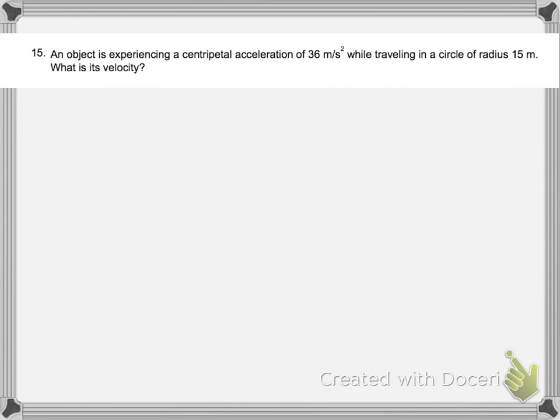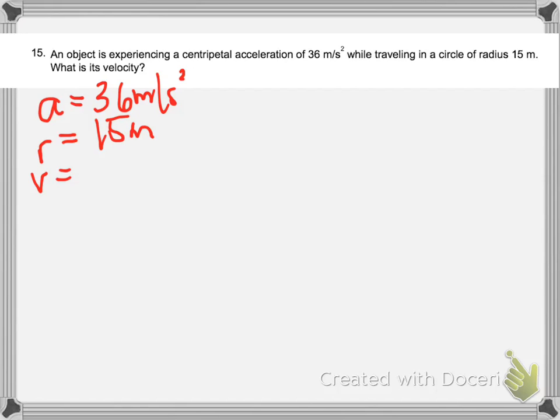Moving on to number 15, an object is experiencing a centripetal acceleration of 36 meters per second squared while traveling in a circle of a radius 15 meters. What is its velocity? So again, they give us some information. They tell us that the acceleration is 36 meters per second squared. They tell us that our radius is 15 meters, and we are looking to find our velocity.